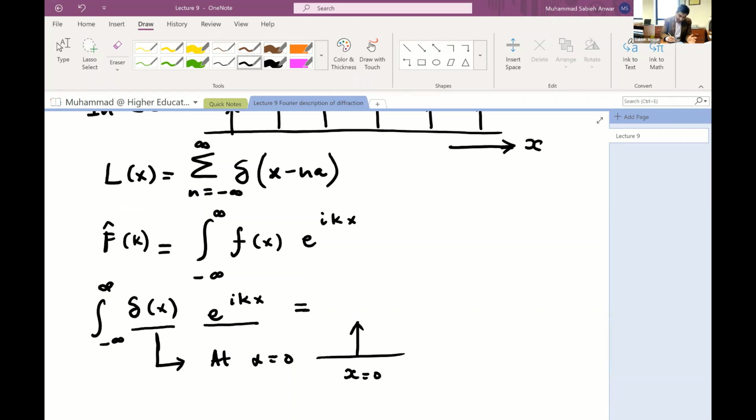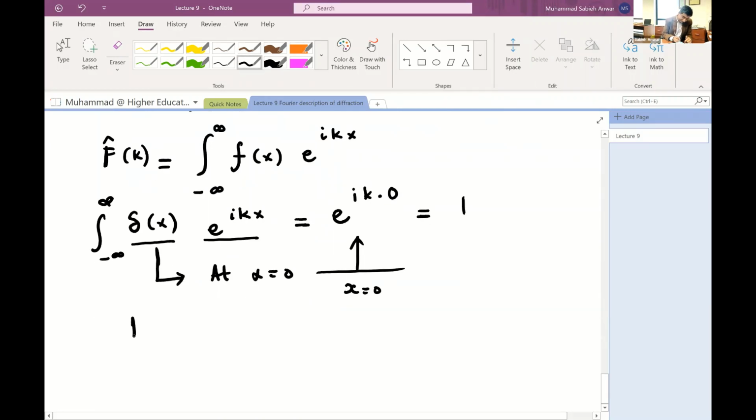So the product of the Dirac delta function with any other function is going to be equal to e^{ikx}, with the value of x where the Dirac delta pulse exists, and that's 0. So the answer to this expression is 1. So the Fourier transform of a Dirac delta function at x equals 0 is simply 1.